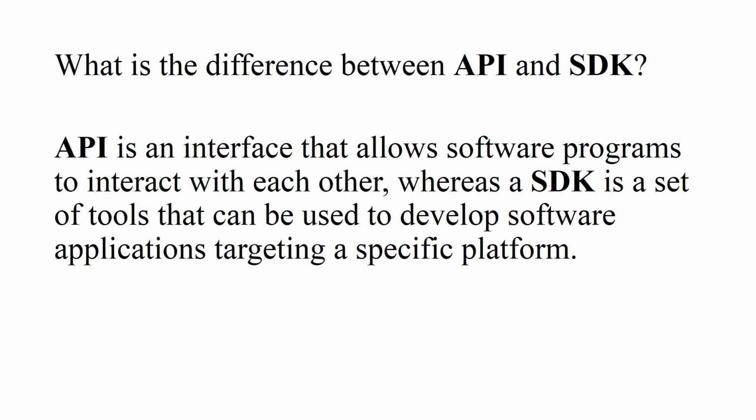So API is an interface which allows software programs to interact with each other. So multiple programs can be connected to each other, and their data can be fetched. But SDK is a set of tools that can be used to develop a software application targeting a specific platform. So if you change the platform, SDK changes, but API doesn't change. So that's the difference between application programming interface and software development kit.